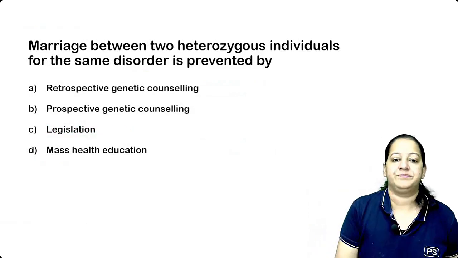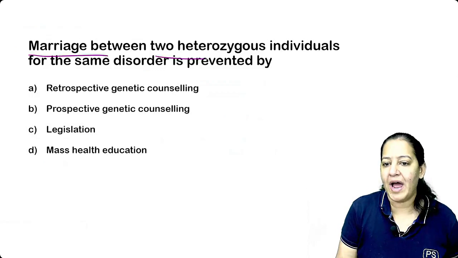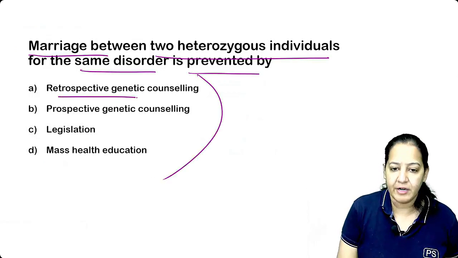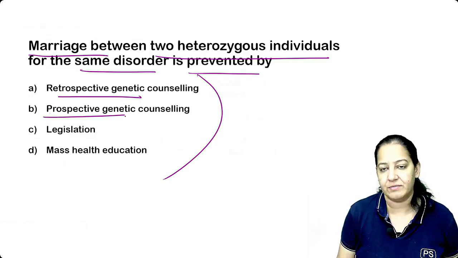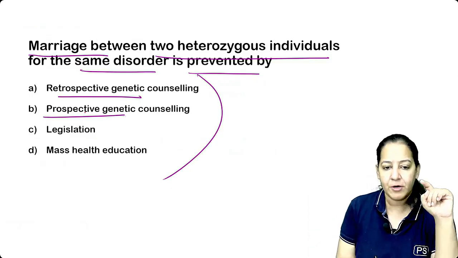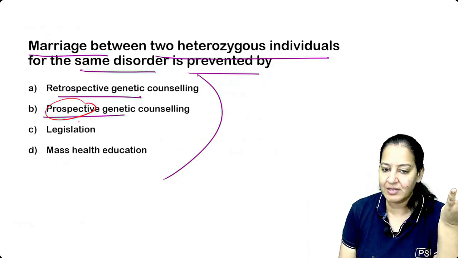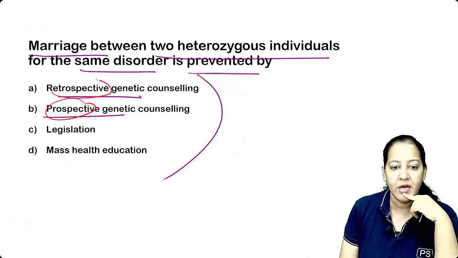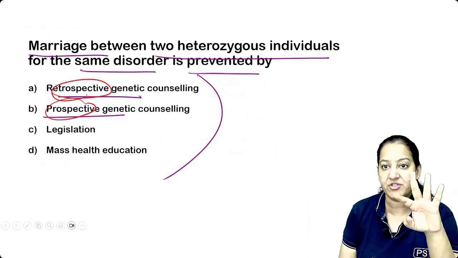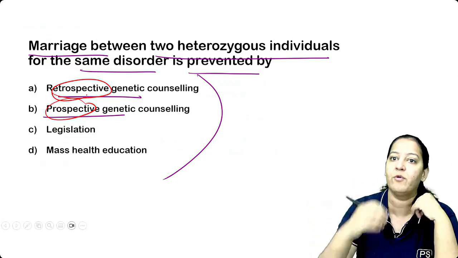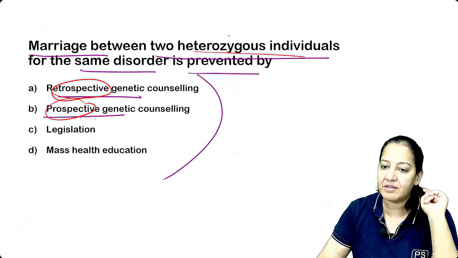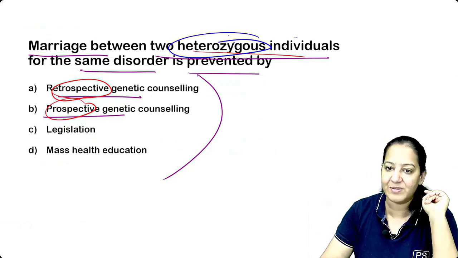The next question. Marriage between 2 heterozygous individuals for the same disorder is prevented by which counseling? Retrospective genetic counseling or prospective? What is retrospective and prospective? Prospective is before marriage. They have not conceived; before that, the couple is coming to you and taking the counseling. Retrospective, they have already conceived. They already have children and now they want the counseling. So heterozygous individuals means both of them are thal minor. Both are carriers.